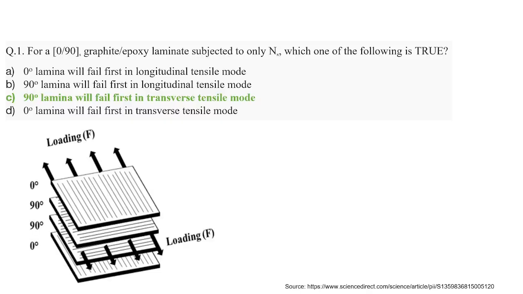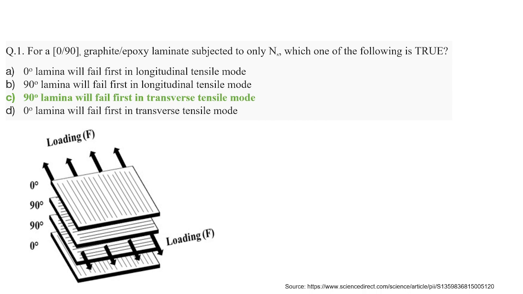Yes. So the first question: for a 0/90 symmetric graphite epoxy laminate subjected to only Nx, which of the following is true? As you can see in the diagram, 0/90 symmetric will be in such a way that the fibers are aligned in 0 degree, then 90, then again 90 and 0. So now it is saying that the laminate is subjected to only Nx.